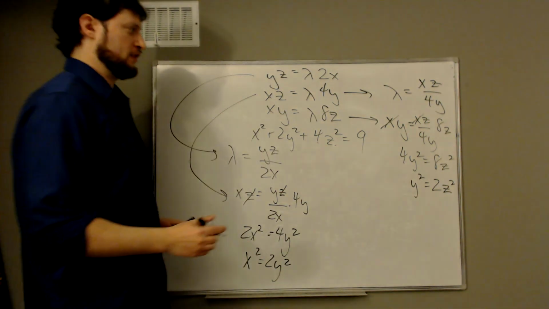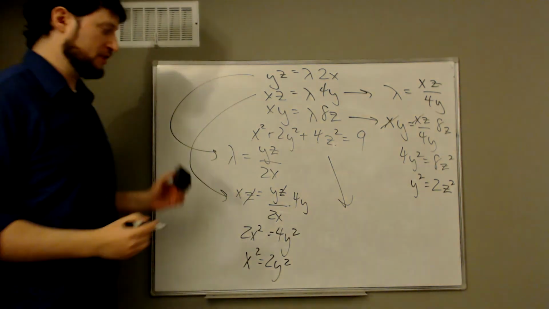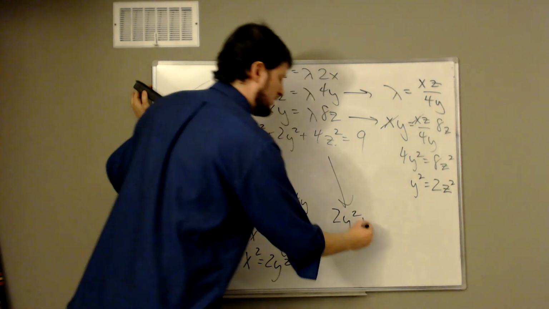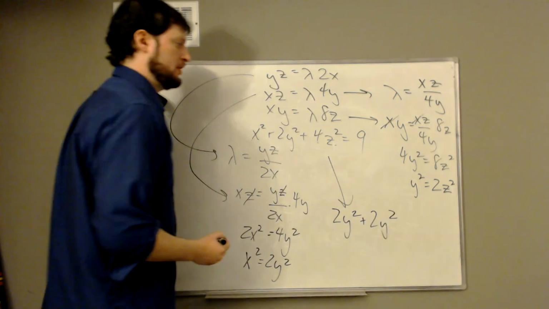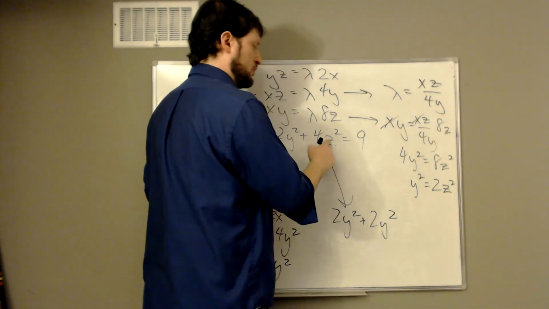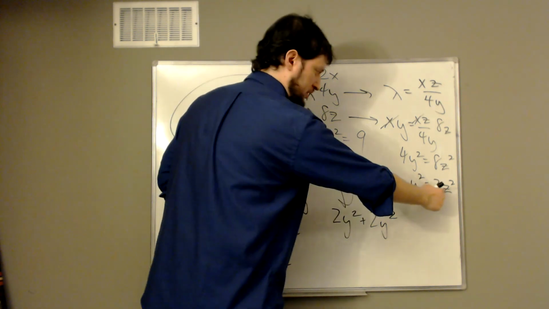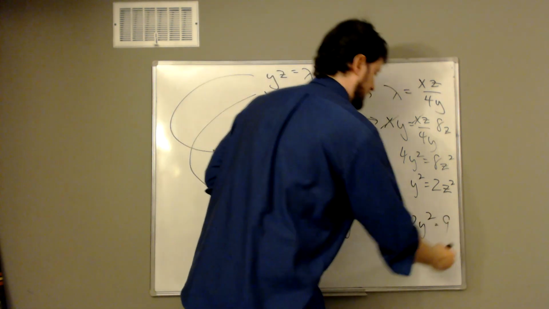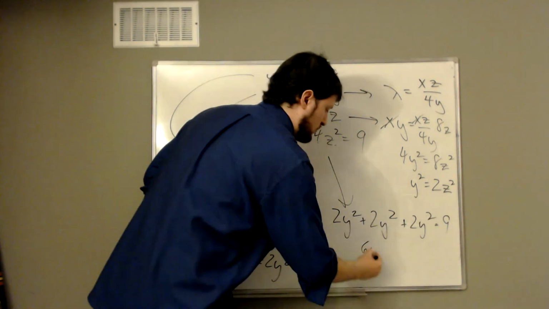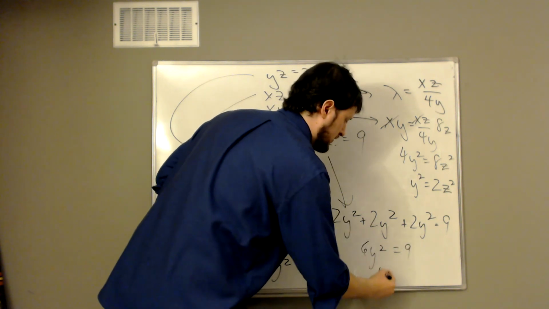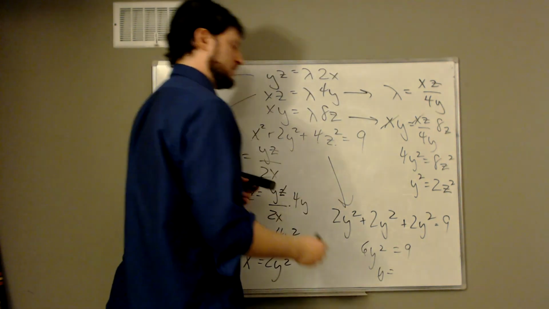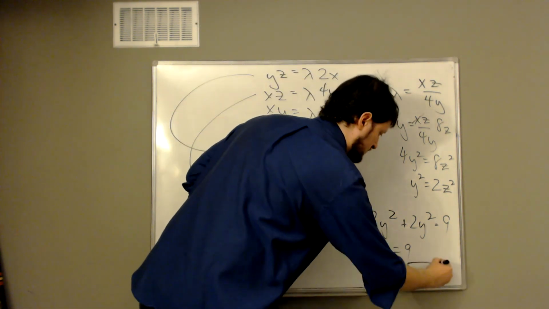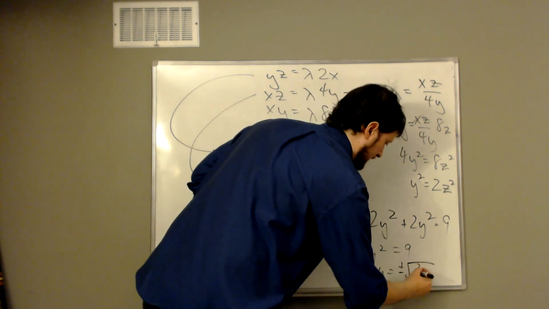And so I can take this final equation and convert everything to y's. X squared is 2y squared. 2y squared is 2y squared. Well, 4z squared is 2 times 2z squared. So that's 2y squared. And that's got to equal 9. So I get 6y squared is 9. So y is plus or minus the square root of 9/6, which is plus or minus the square root of 3/2.